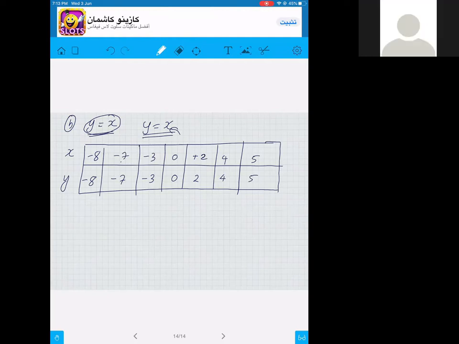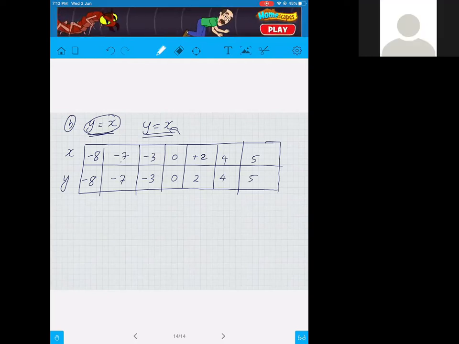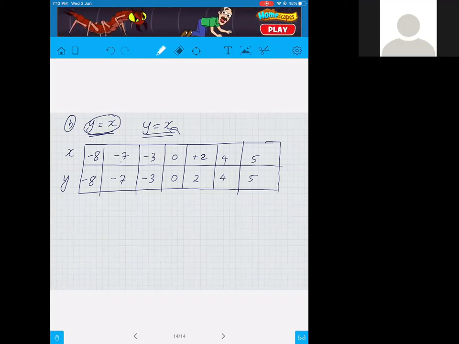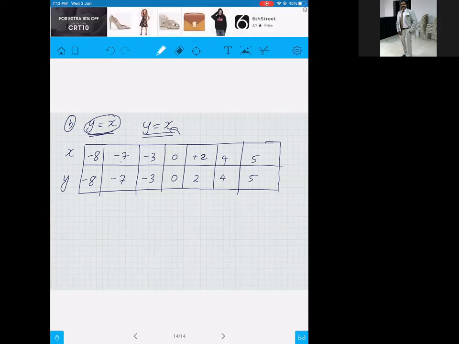Sir, I don't have the phone right now, so I can't send you the picture. You can arbitrarily take some values in your notebook. Oh yeah, okay. No worries.